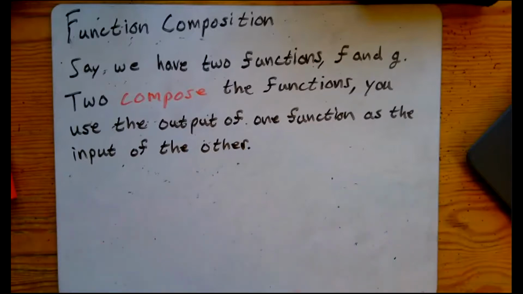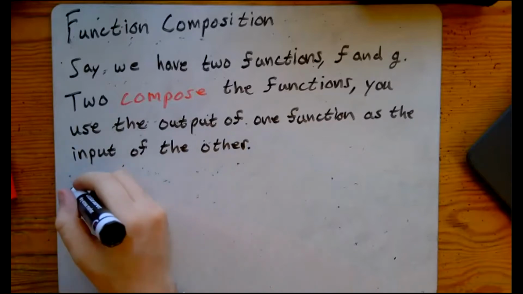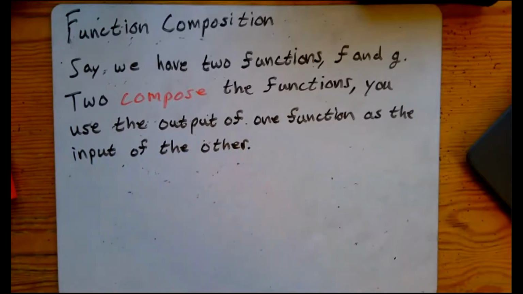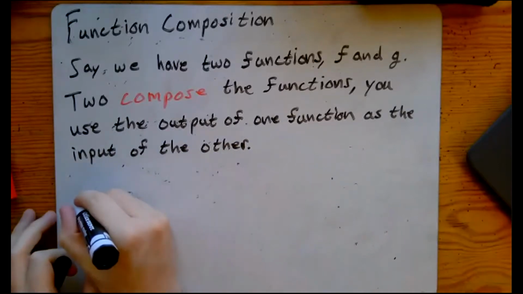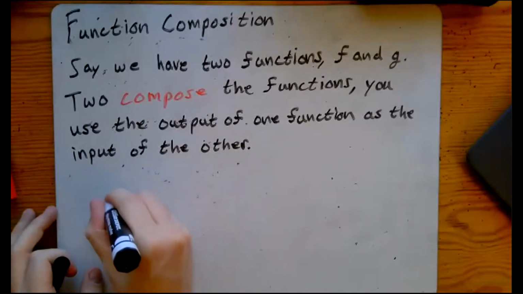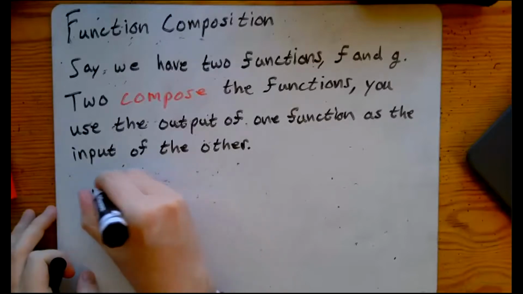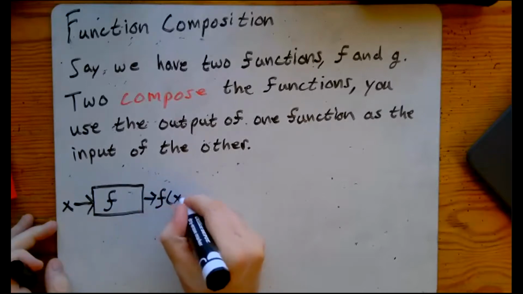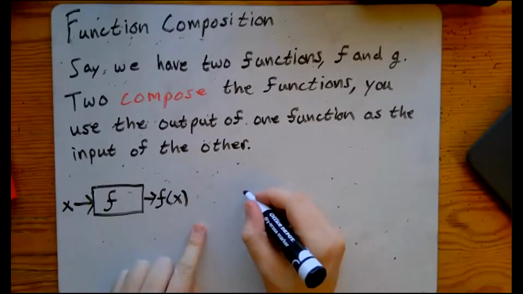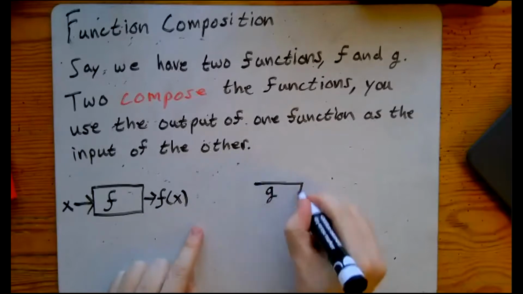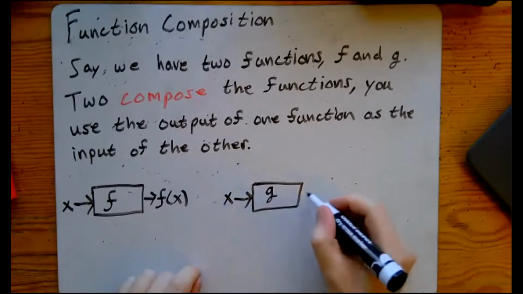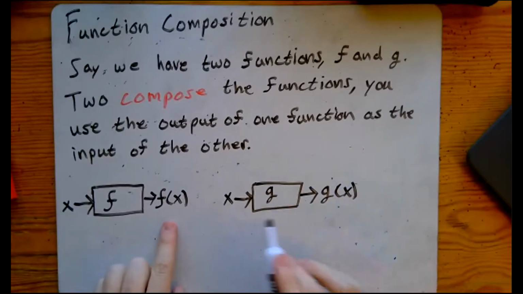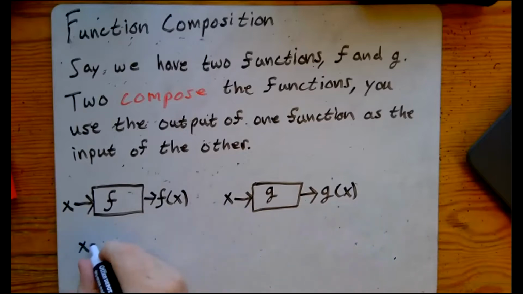To show it, I said before that functions are like machines. So let's go ahead and envision these functions as machines to make this concept a little bit easier. So let's say that we have some function f. And we can plug x into this function, and it will spit out f of x. Now let's say that we have some function g. And you can plug x's into g, and it will spit out g of x. Now, if we use the output of one as the input of the other, then we can chain these functions together.